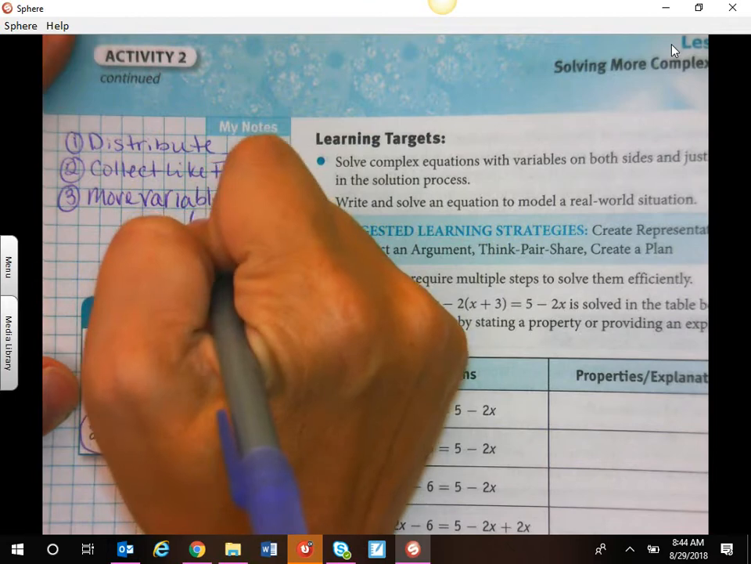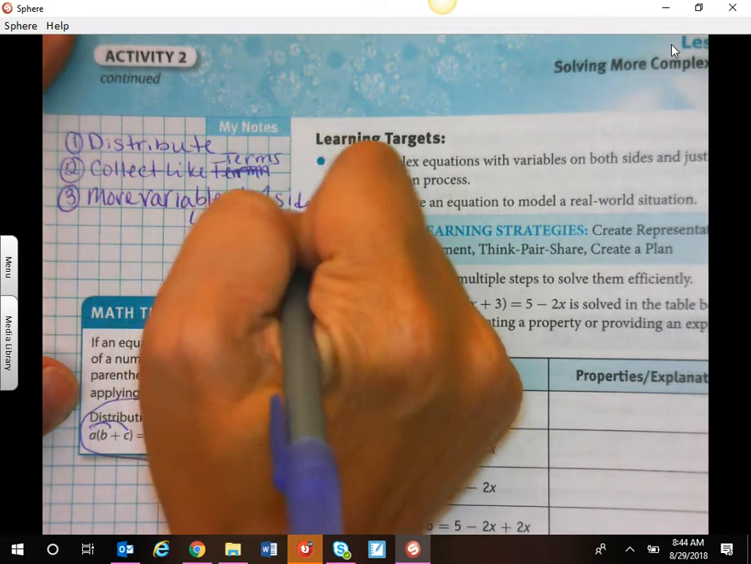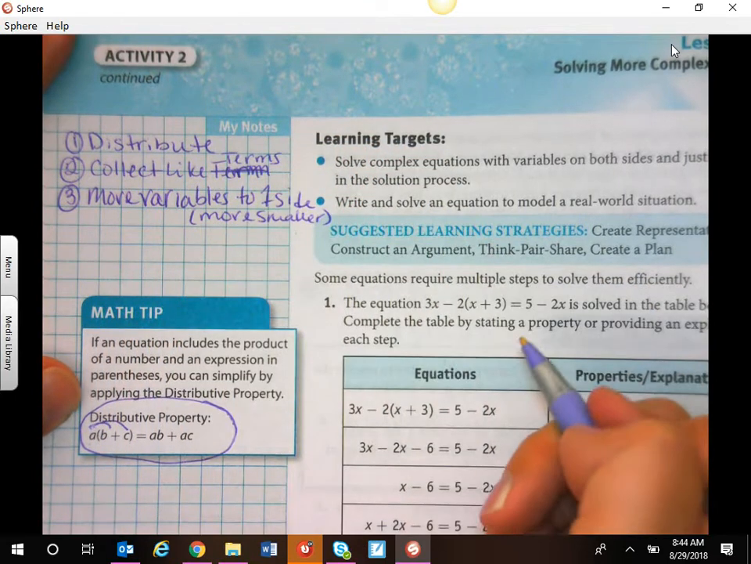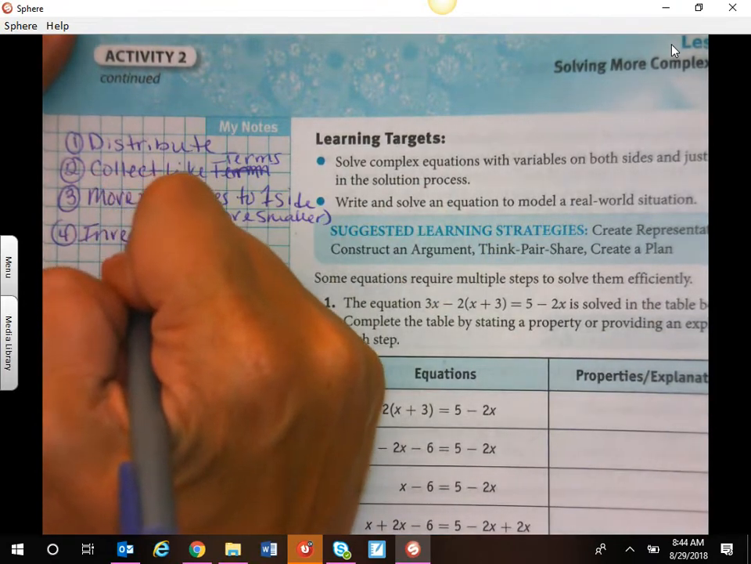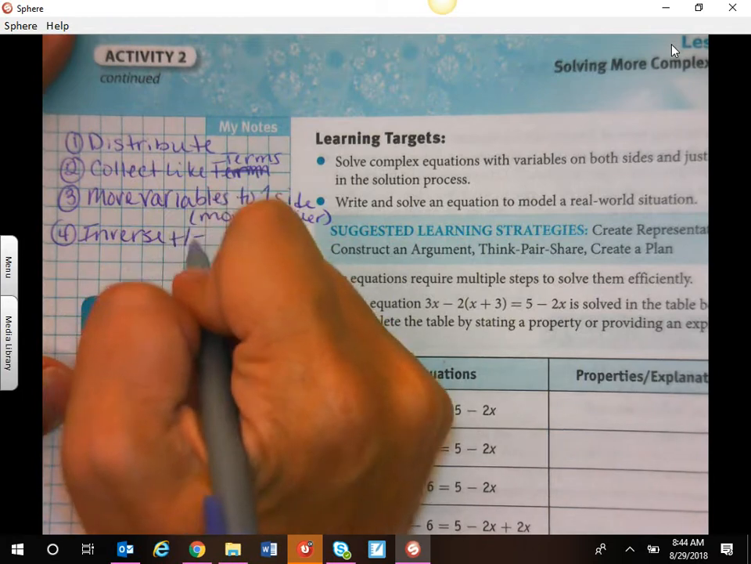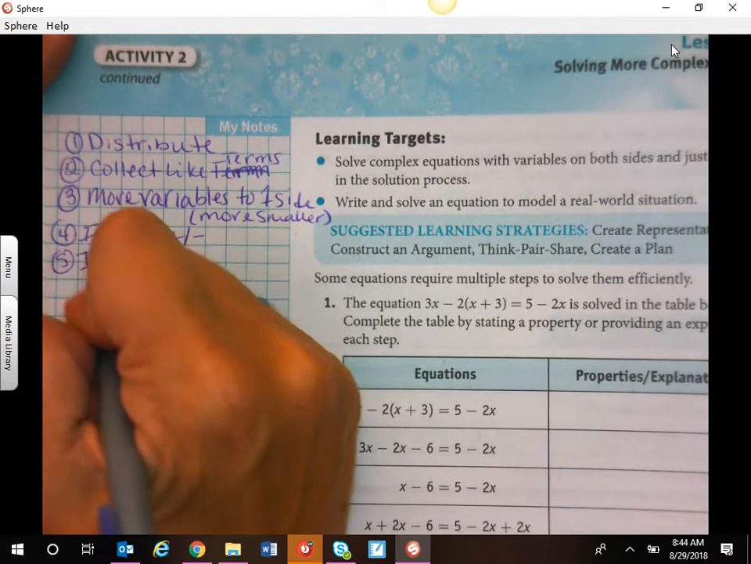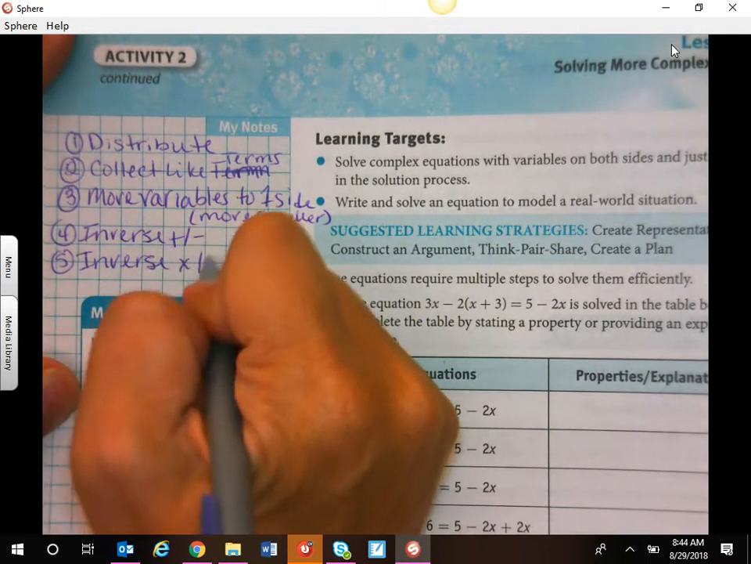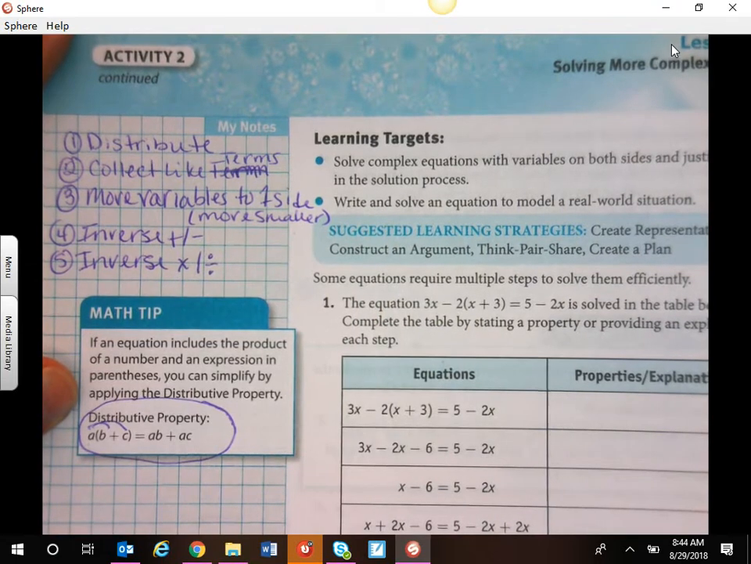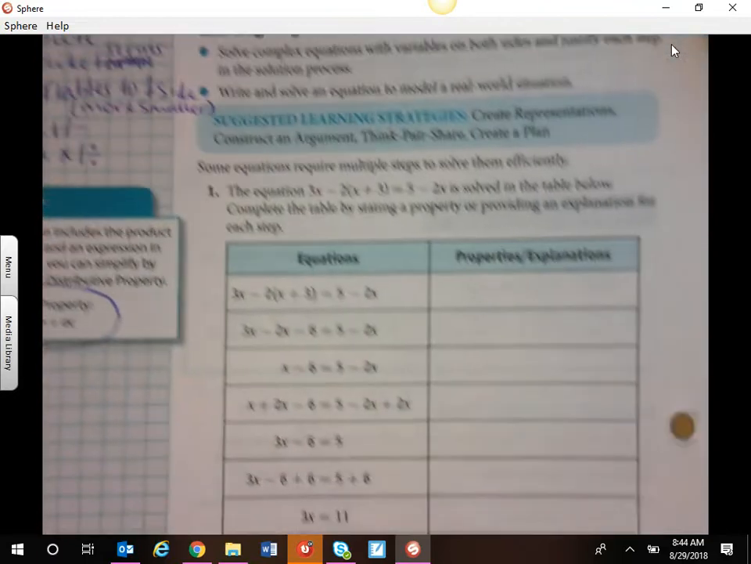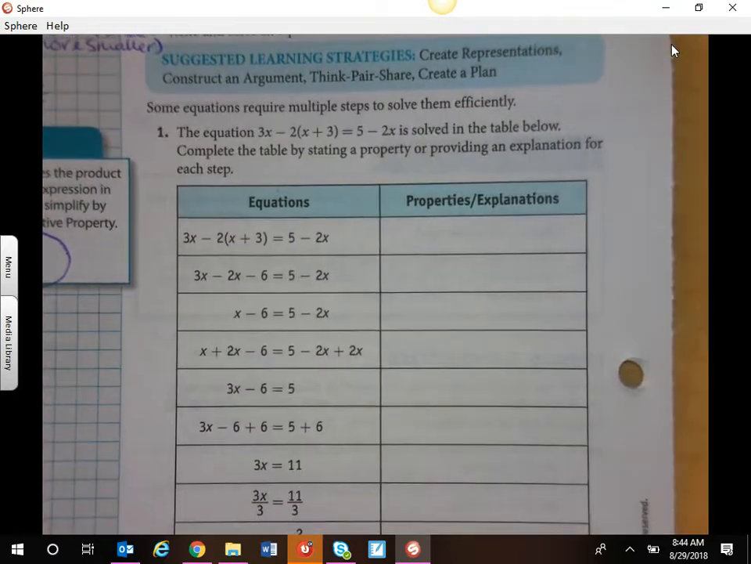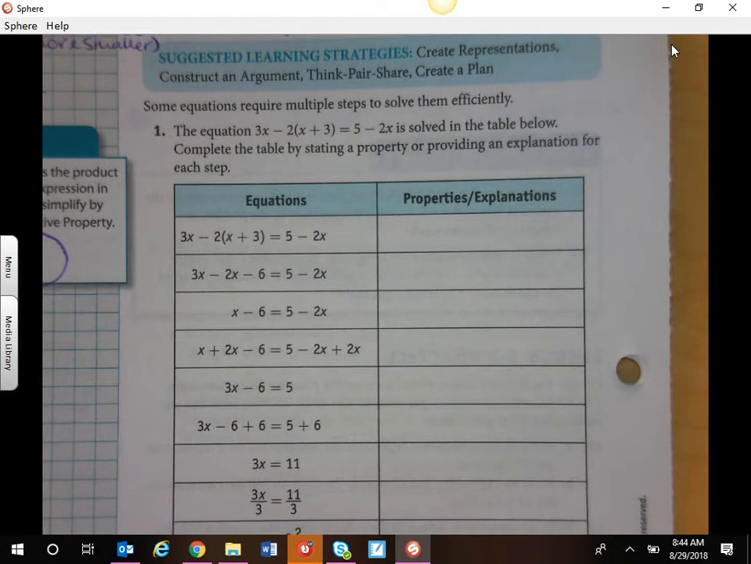Remember, we usually move the smaller, if possible. That isn't always possible, but if we can. We're going to do the inverse, or the opposite: undo the add, subtract, and the inverse, multiply, divide. So let's look at this example here. We have 3x minus 2 parentheses x plus 3 equals 5 minus 2x.